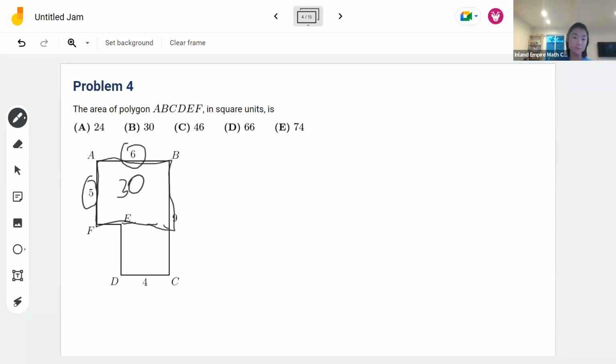And for the bottom, to find this side length, we would just take this side length on the right, which is 9, and subtract 5. If the whole side is length 9 and this is length 5, then this is length 4. We have a square on the bottom, we solve for the area 16, and then we add these two areas up to get 46 as our answer.